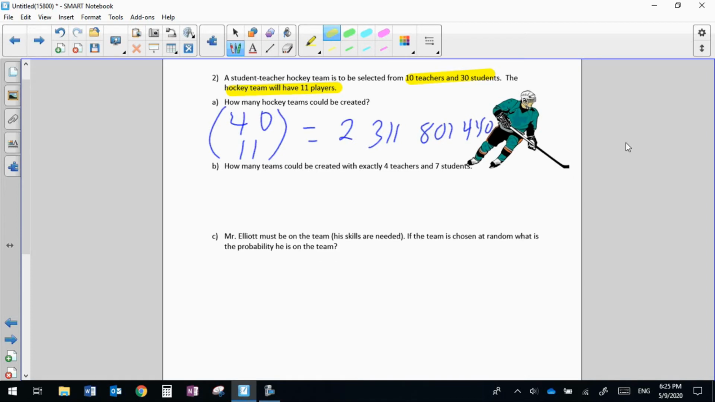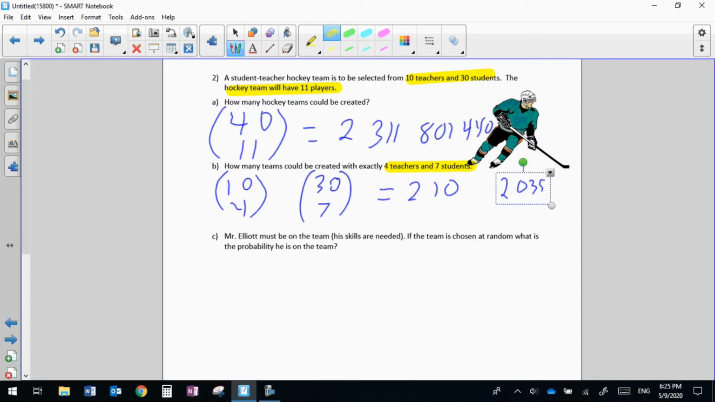How about if we add some restrictions? Like, how about there has to be exactly 4 teachers and 7 students on the team? Okay, well, there are 10 teachers. There are 10 choose 4 ways to select those teachers. That's 210. However, there are 30 students, and there are 30 choose 7 ways to pick the students on the team. That's a much larger number. It's over 2 million. Okay, there it is exactly.